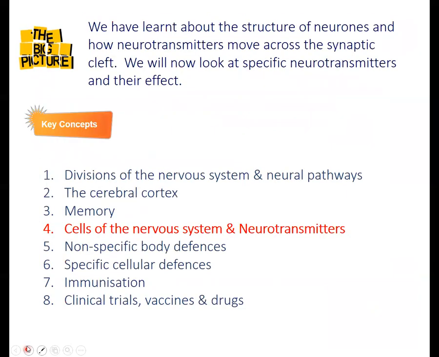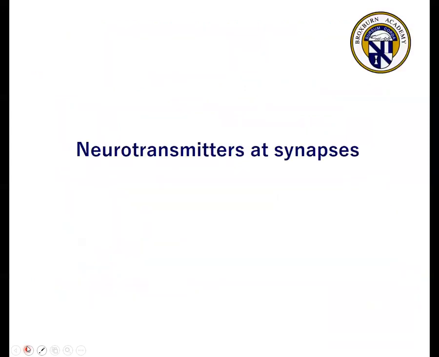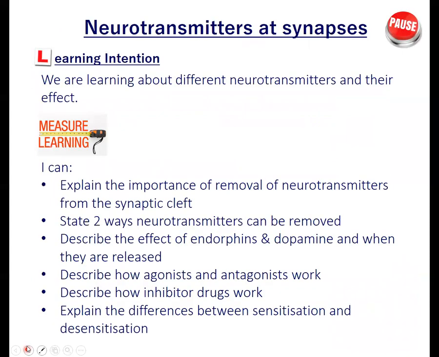So we're going to look today specifically at neurotransmitters. We've talked about neurotransmitters, we've mentioned them already. We're just going to look at them in a little bit more detail today and what they do. So here are the key points. Pause the video and have a read through the key learning points for this lesson.